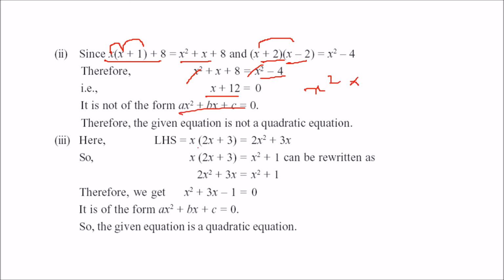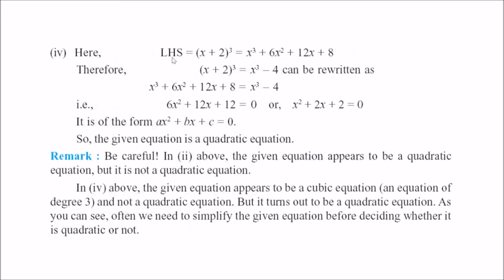Then again, the left hand side for the third part is X into 2X plus 3. Multiply it, 2X square. Multiply it, 3X, so 2X square plus 3X. Equate it with X square plus 1. So just take these on the left hand side. You actually get an equation which is of the form AX square plus BX plus C. So this is a quadratic equation.